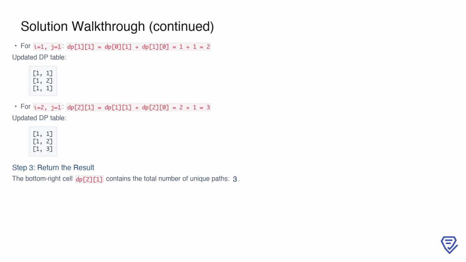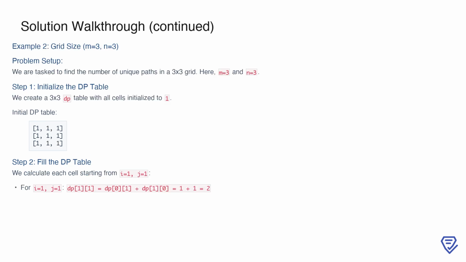Next, for the cell at row 2, column 1, we calculate dp[2][1] as dp[1][1] plus dp[2][0], which equals 2 plus 1 equals 3. The dp table is updated again to [1, 1], [1, 2], [1, 3]. Finally, the bottom right cell, dp[2][1], contains the total number of unique paths in the grid, 3.